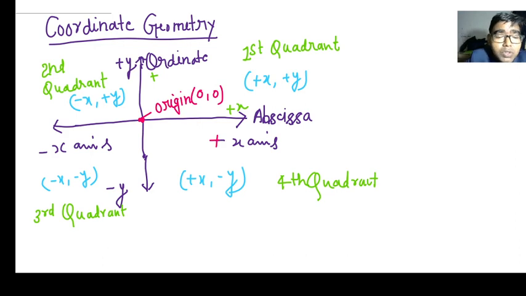Right, friends? So I think the basics are clear to you. Once more, I will repeat it. Two perpendicular lines intersecting at this point is called the origin, and the coordinates of the origin are always 0 comma 0. If you draw a number line, you take 0, then 1, 2, 3, 4, and so on. Similarly, on the other side it is minus 1, minus 2, minus 3, minus 4, and so on.